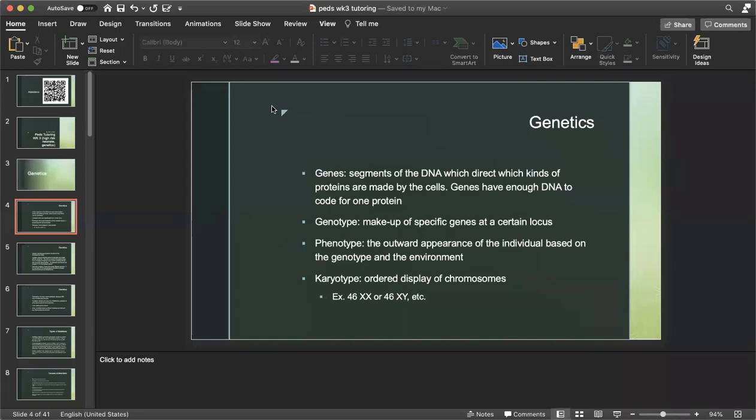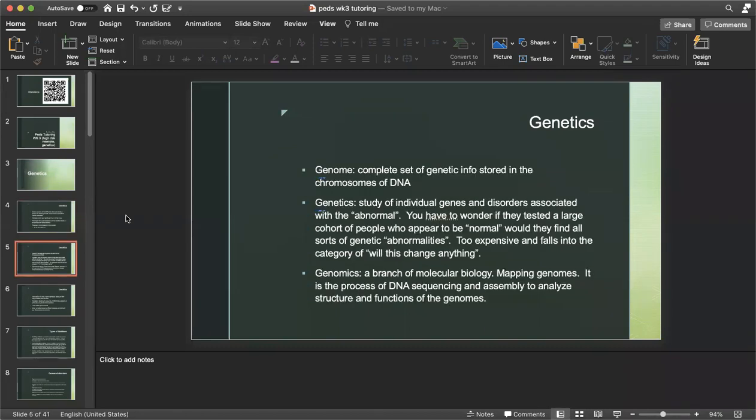A genotype is the makeup of specific genes at a certain locus. Phenotype is the outward appearance of the individual based on the genotype in the environment. And then karyotype is the ordered display of chromosomes, so 46XX or 46XY, things like that. A genome is a complete set of genetic information stored in the chromosomes of DNA. And then genetics is the study of individual genes and disorders associated with the abnormal.